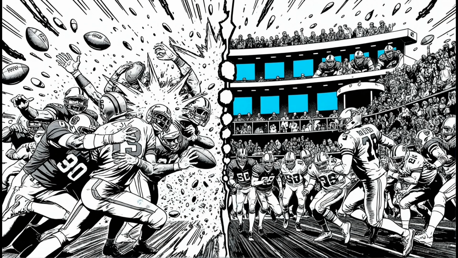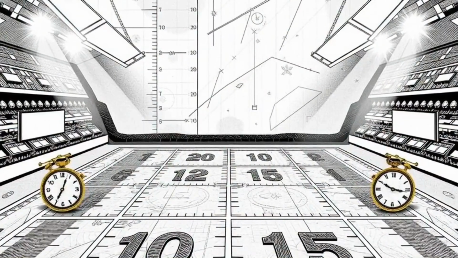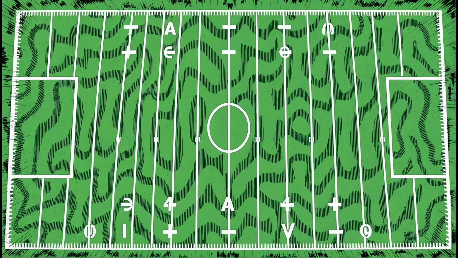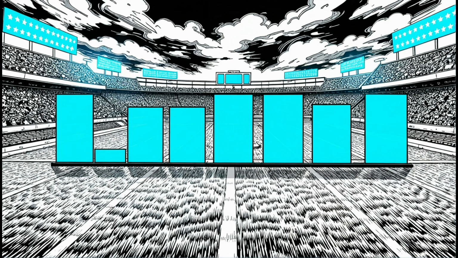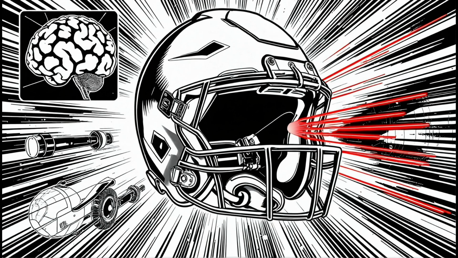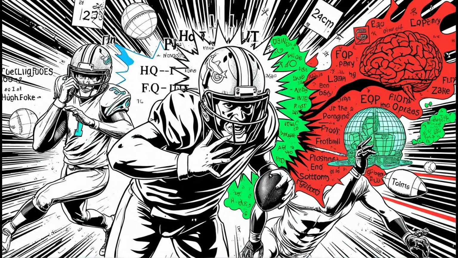So, is NFL football chaos? Not really. Beneath the noise, there is a tight system of measurements, limits, and incentives. The field is a grid. The downs are a structured experiment in progress. The clock is a psychological pressure tool, and the safety rules are built on real brain and impact science. You're not just watching athletes. You're watching physics, biology, and psychology collide in real time.